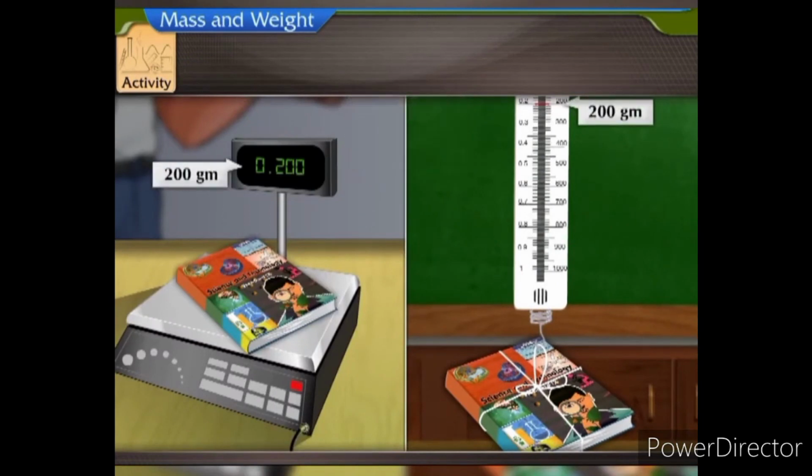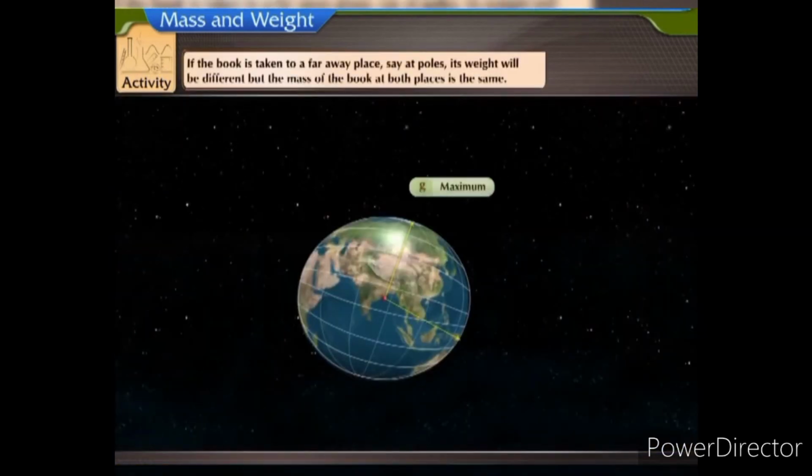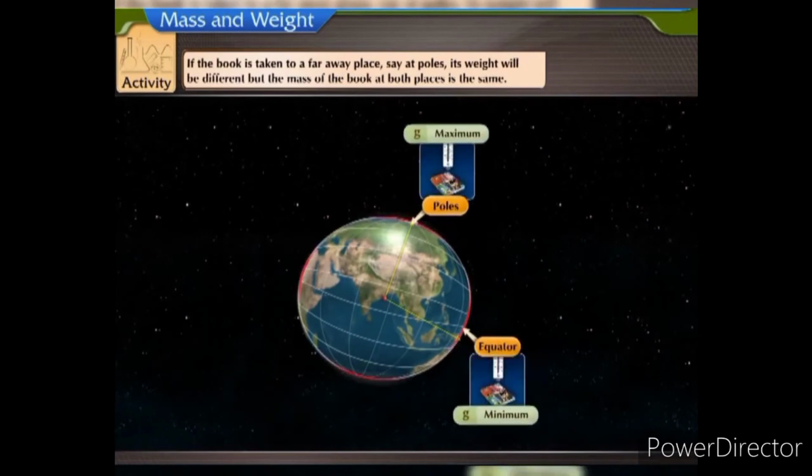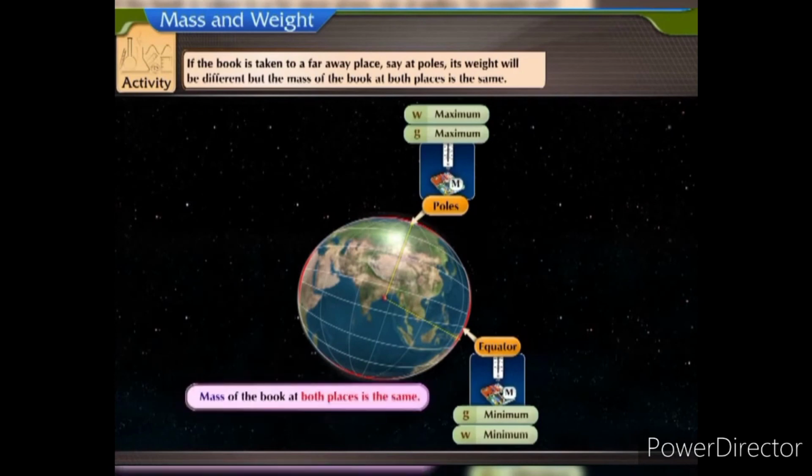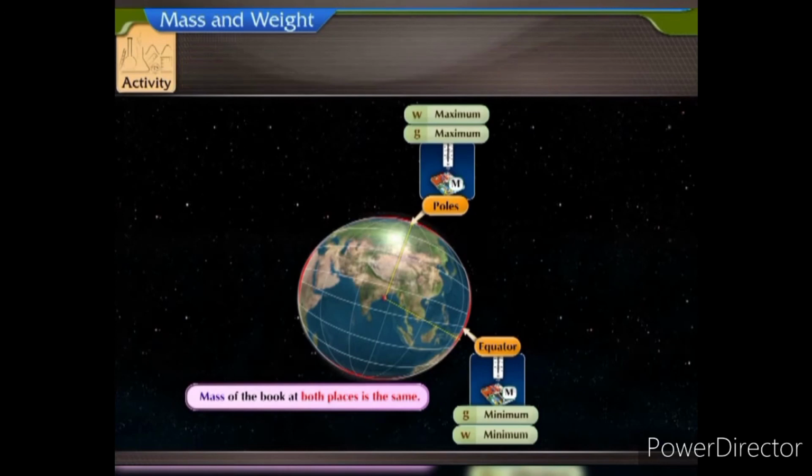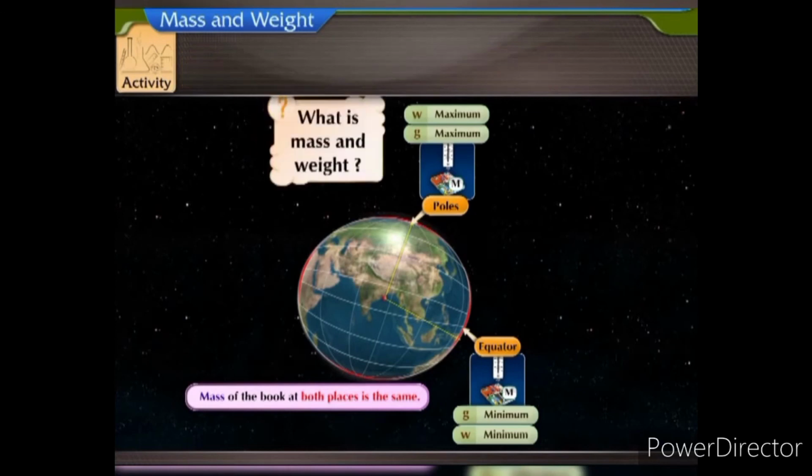As gravitational force acting on a body is same at places close enough, therefore the weight measured at these places will be the same. If the book is taken to a far away place, say at poles, its weight will be different, but the mass of the book at both places is the same. Now, let us define what is mass and weight.